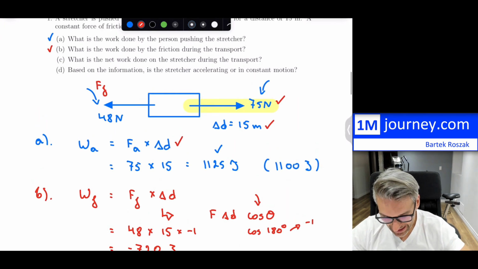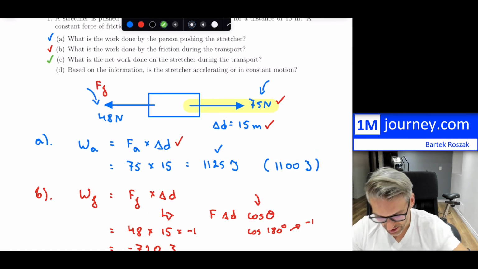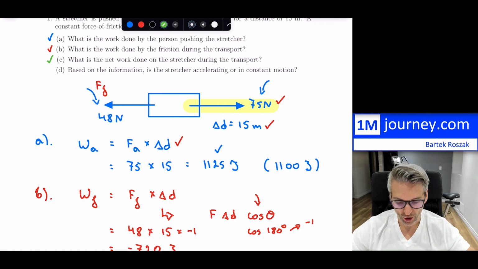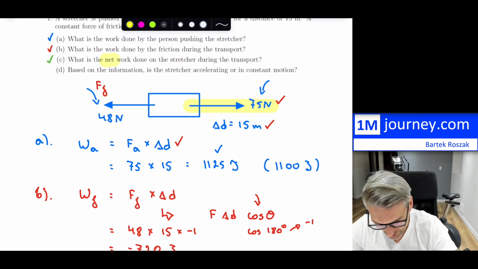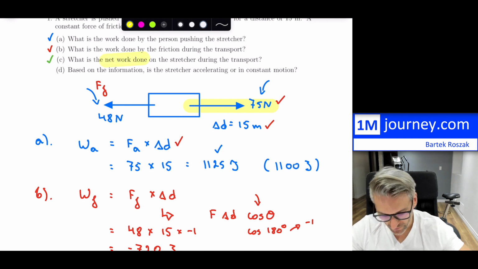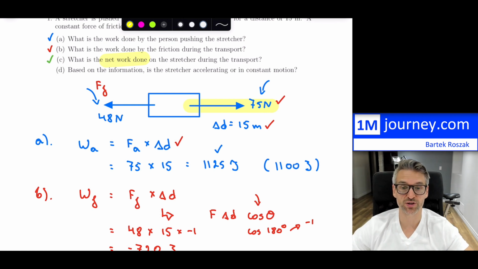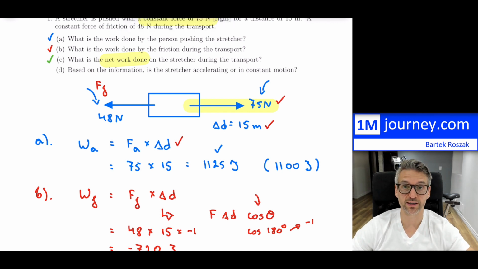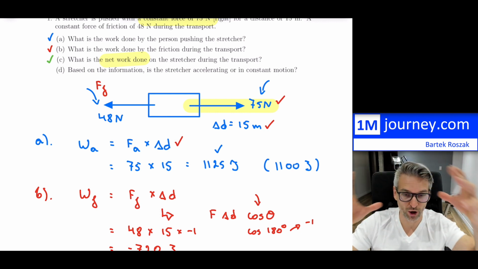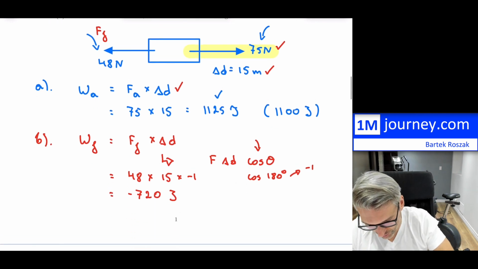Now, the next part is, what is the net work done on the stretcher during the transport? And this is always important. So what is the net work done on the stretcher? That would include both the force of friction and the applied force. Whenever you're working with these questions, make sure to check which work you are referring to as you work these things out. Is it the actual work that is being applied, or is it the total or net work that is done overall? Now in this one, in part C, it is overall.